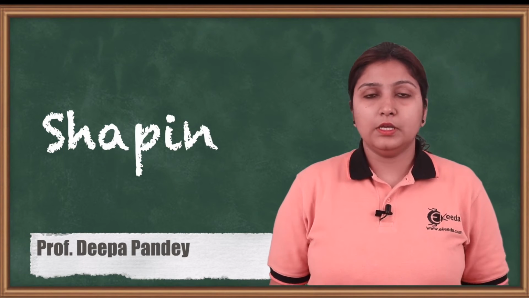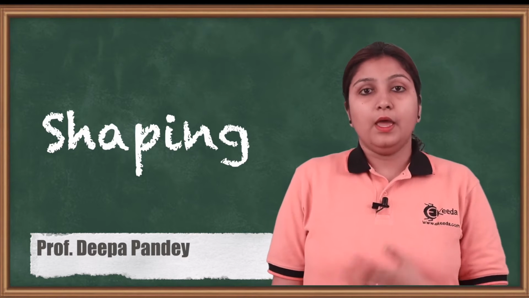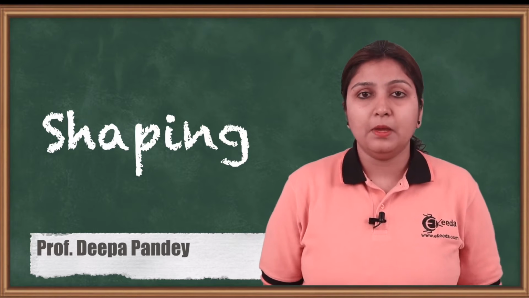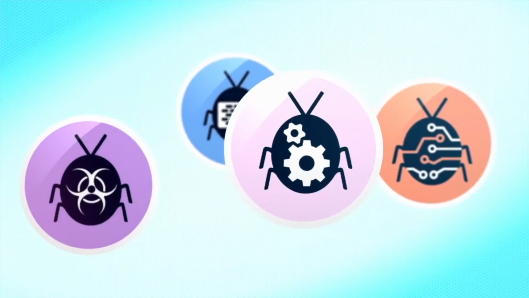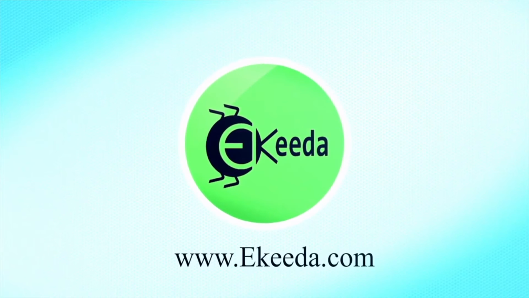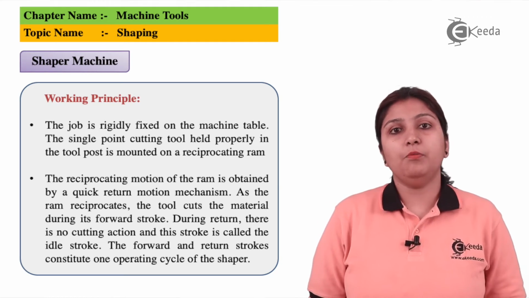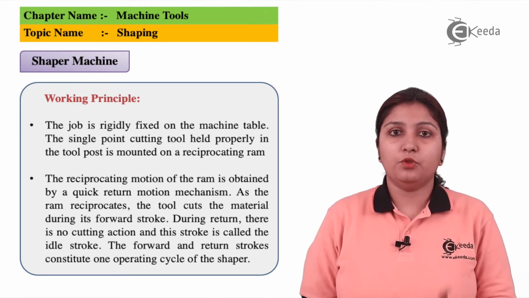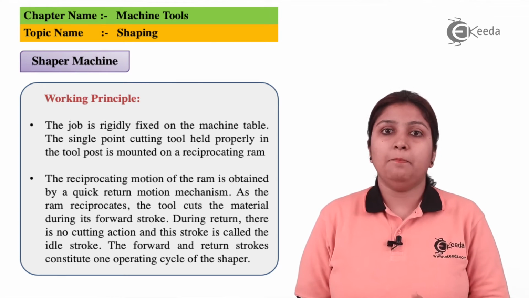Hello friends, today we are going to see an important part of a machine tool operation, that is a shaping tool, and how a product is made by using a shaping tool by giving it a different shape can be seen in this video. Shaping tool is nothing but a single point cutting tool. What it does? It just gives the shape to the workpiece, and it also works on a quick return motion mechanism.